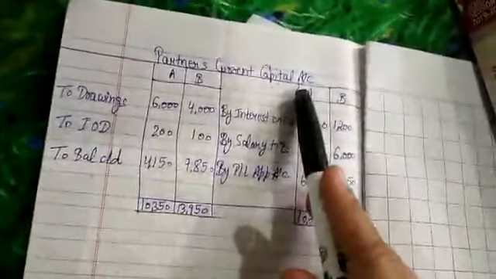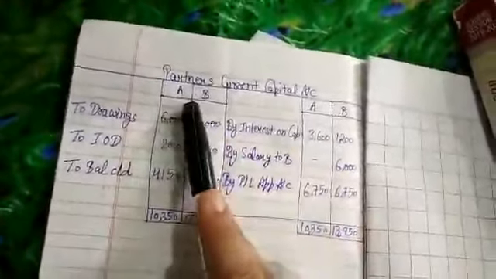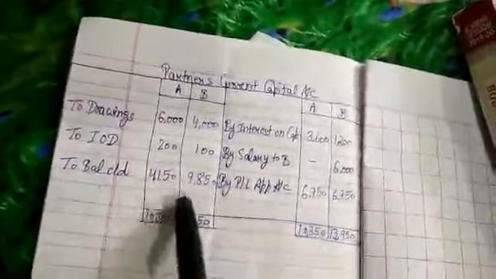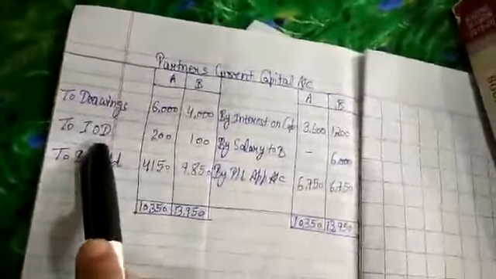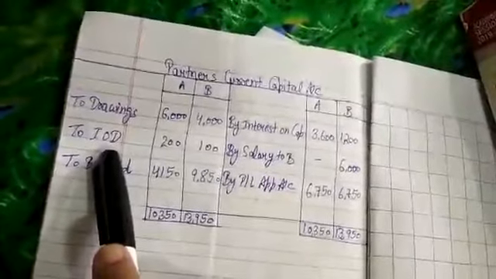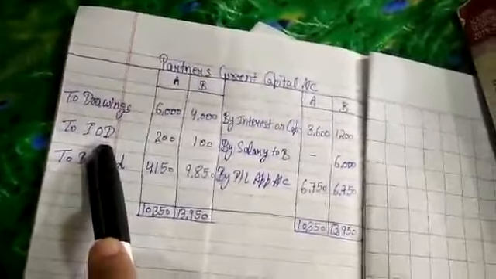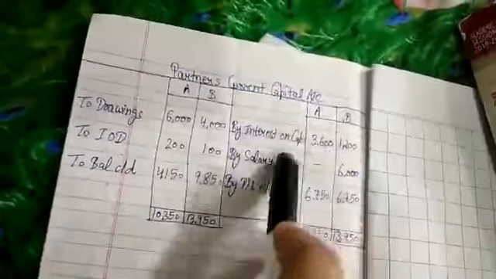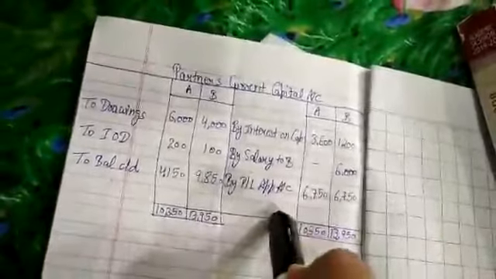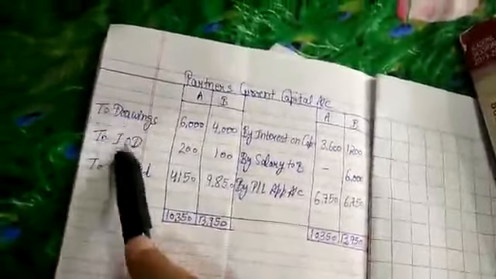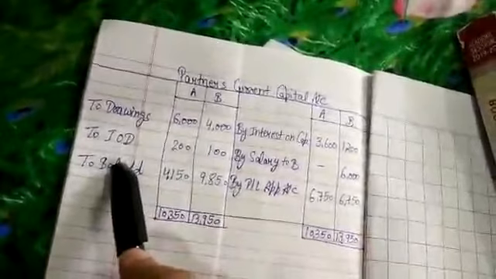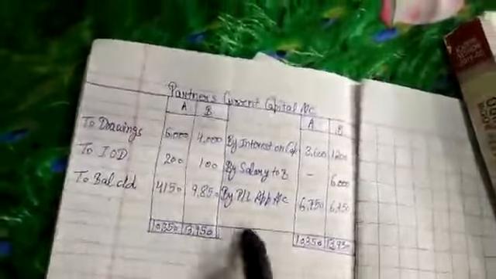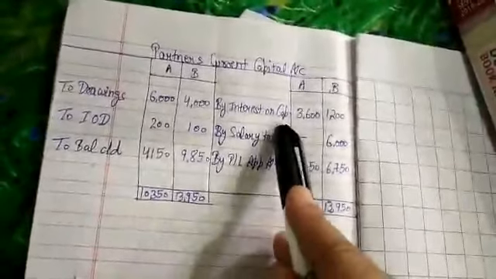Partners current capital account is the capital account of partners. Whatever is the income of the partner will come on the credit side. Whatever is the expense of the partner will come on the debit side. So interest on capital is an income for the partner, salary is an income for the partner, any commission, any remuneration, these are all income for the partner. All income will appear on the credit side. And drawings, interest on drawings, these are expenses for the partner, and all expenses will appear on the debit side of partner's current capital account. Right?